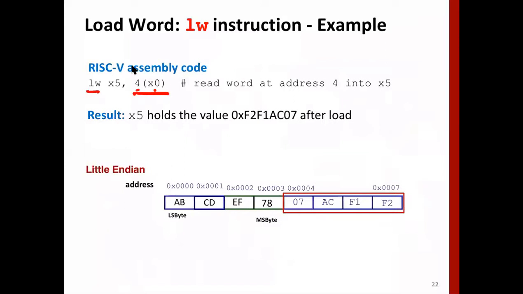Now note that the contents of X0 is what? It is the zero register, right? We have seen, when we looked at the number of registers, that there is a special register X0. It just contains 0. So what we are getting is 0 plus 4, which is 4. So we are getting the word starting at address 4 into register X5. Simple?